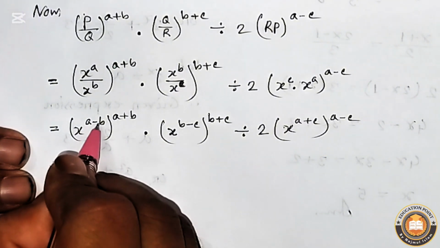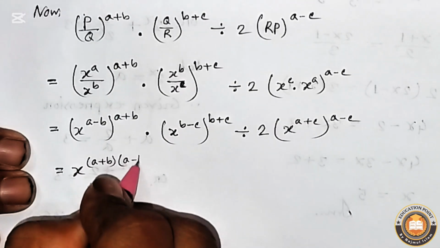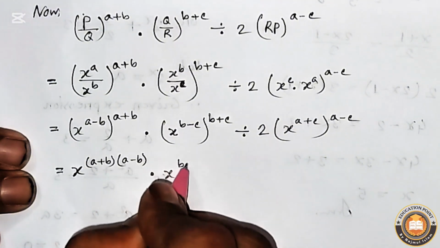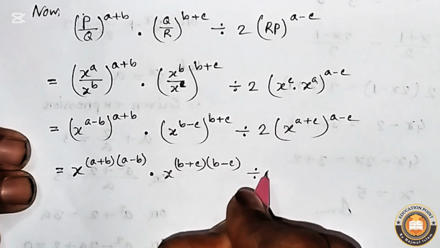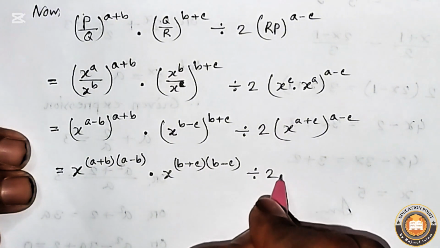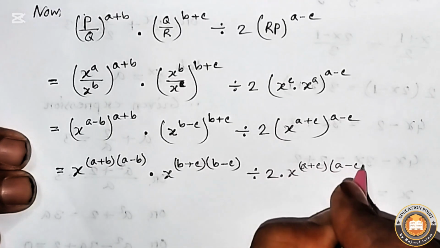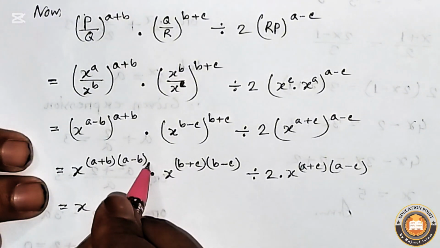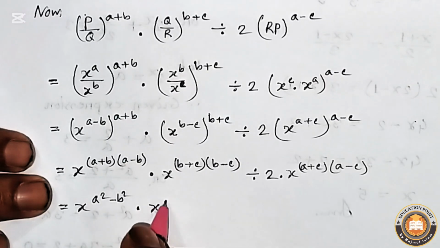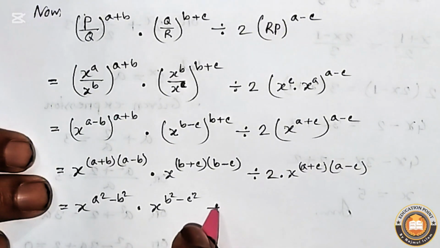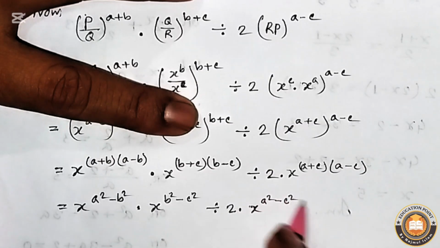Equal x power, here power will be multiplied with power, so we can write a plus b into a minus b, into x to the power b plus c into b minus c divided by 2, into x to the power a plus c into a minus c. x to the power a plus b into a minus b, that means a square minus b square, into x to the power b square minus c square divided by 2, into x to the power a square minus c square.